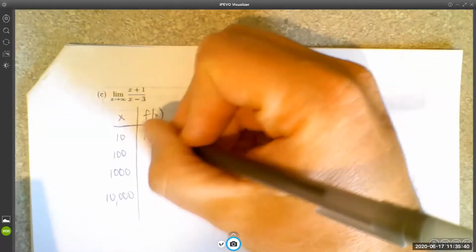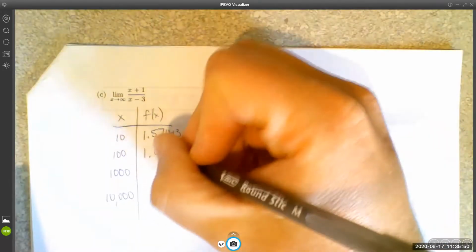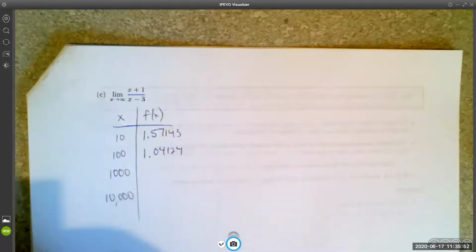So when I plug in 10, I get about 1.57143. If I plug in 100, then I get about 1.04124. I think it seems like we're probably approaching 1, but let's plug in 1,000.